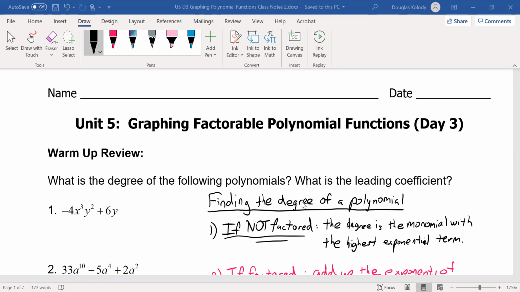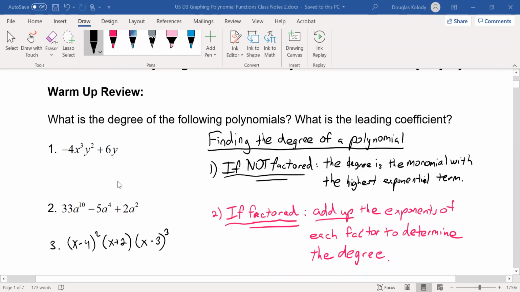Now, first off, the first set of questions I have are, what is the degree of the following polynomials? And what is the leading coefficient? So we had a question like this on a previous quiz. Some of you got it, a lot of you didn't. So let's review. How do you find the degree of a polynomial? That's actually a two-pronged answer.